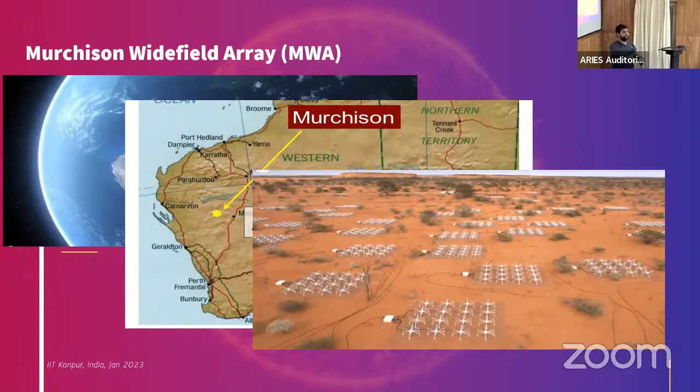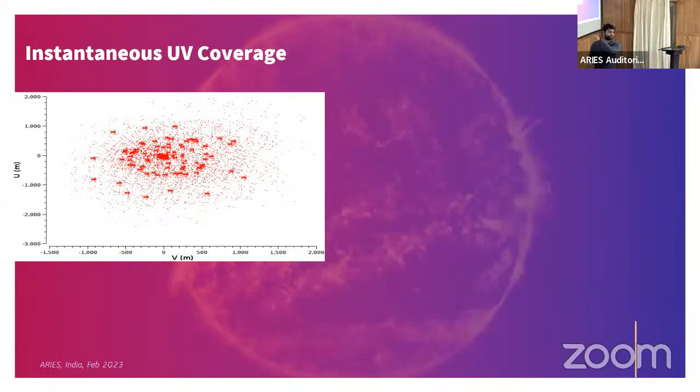small baselines, then you will have response that will be good for the larger scales. So you will get more sensitivity over the larger scales, a good amount of sensitivity, so you can detect those features. That is the strength of MWA actually, because there are a lot of small antennas, and so it gives a very, very intense UV coverage. And I was coming to that point.